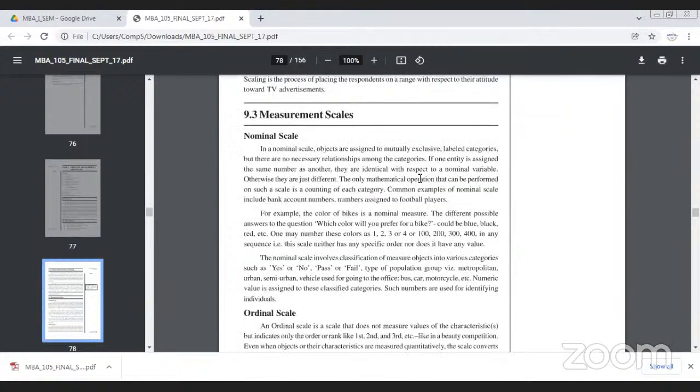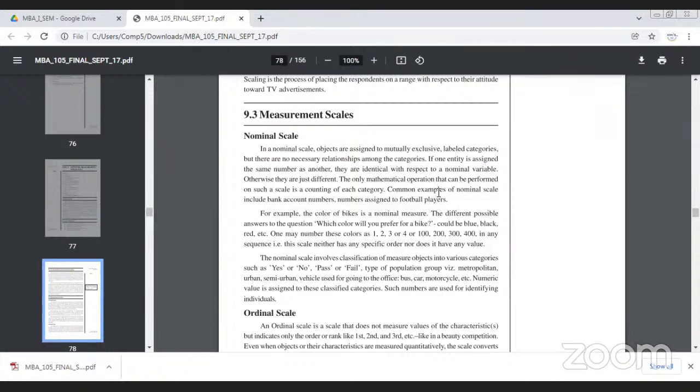Measurement scales. Nominal scale. In a nominal scale, objects are assigned to mutually exclusive labeled categories, but there is no necessary relationship among the categories. If one entity is assigned the same number as another, they are identical with respect to a nominal variable. Otherwise, they are just different. The only mathematical operation that can be performed on such a scale is a counting of each category.